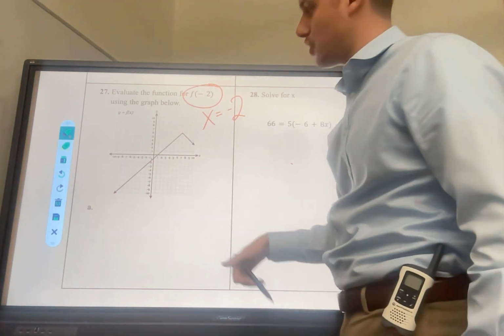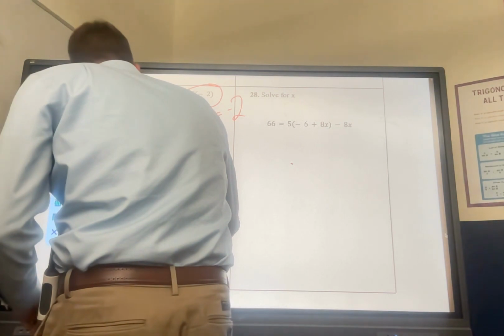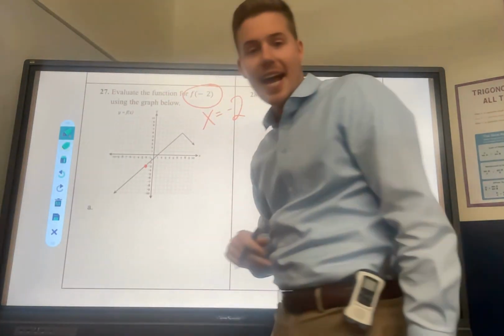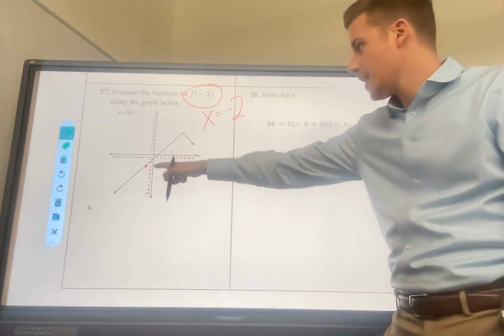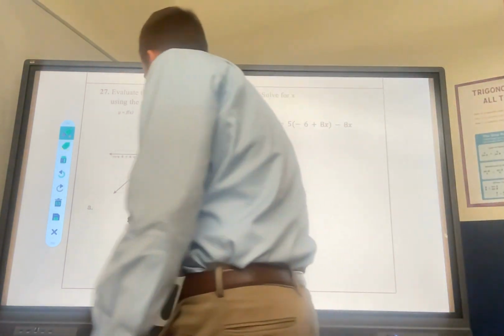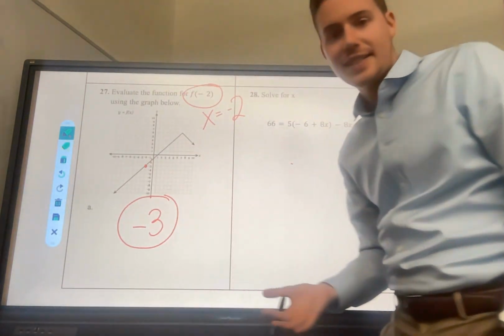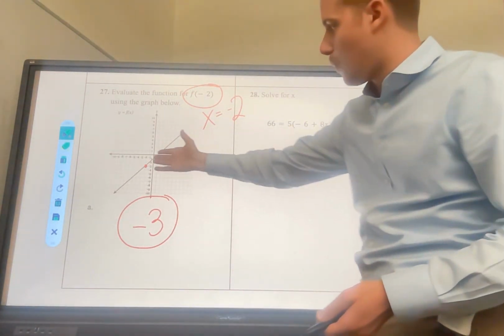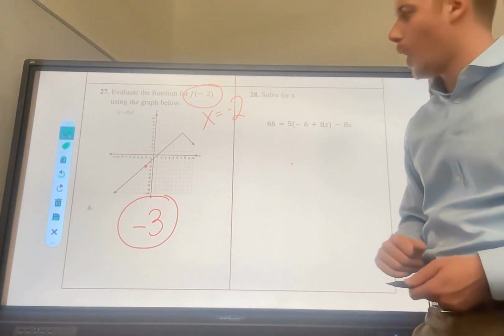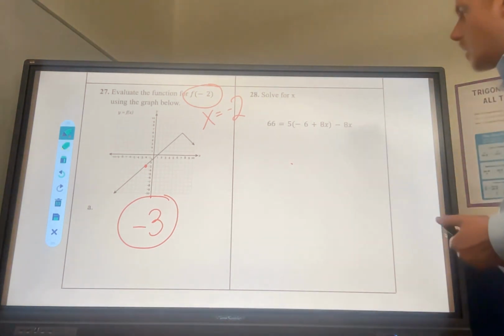Okay, so I see my function, and I'm trying to figure out what is going on when x equals -2. And when x equals -2, I have a y value of -3. So that's our final answer. You might have to zoom in, but when x equals -2, we have a y value of -3. That's our answer. All right, let's move on to question 28.